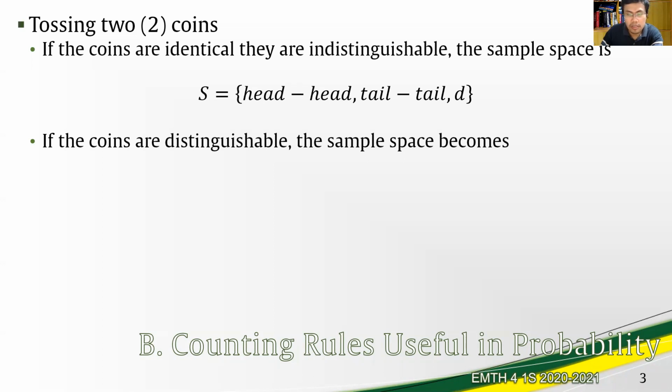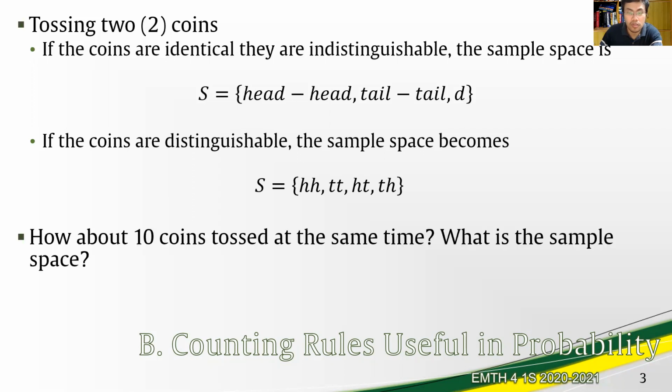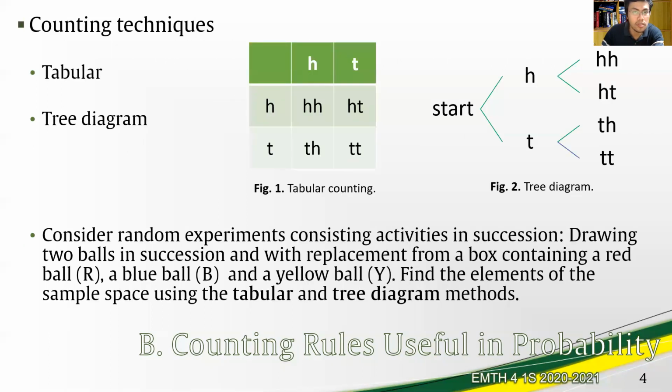If the coins are distinguishable, their order is now of importance. So the head, tail, and tail head events become unique and distinct. The sample space then becomes, as expected, D is differentiated into HT and TH. Now, what happens to the sample space if we have now a 10 coin toss? We have done a 2 coin toss and identified the sample spaces to contain 3 and 4 elements or outcomes for the indistinguishable and distinguishable cases, respectively. So what happens now if there's a 10 coin toss?